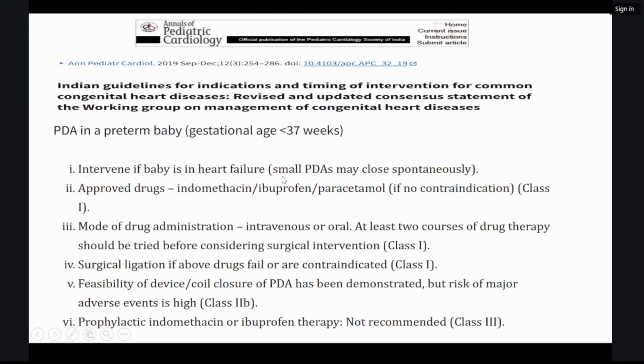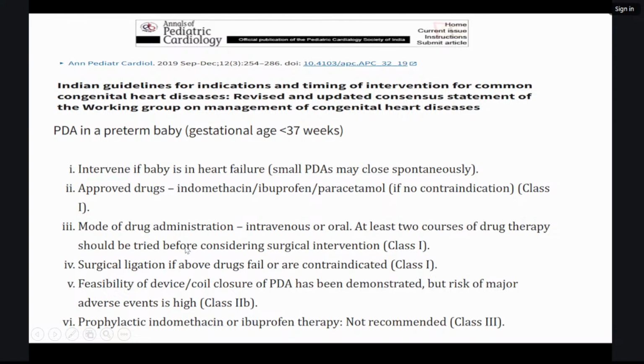These are the Indian guidelines for indication and timing of intervention for congenital heart disease. I've taken the PDA closure from Annals of Pediatric Cardiology. Intervene if the baby is in heart failure; in case of small PDAs, they may close spontaneously. Approved drugs are indomethacin, ibuprofen, and paracetamol. Mode of drug administration, intravenous or oral.